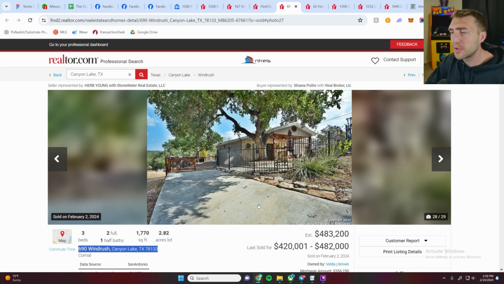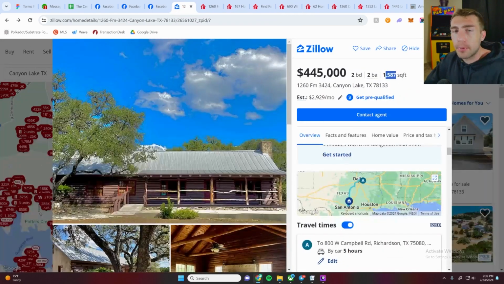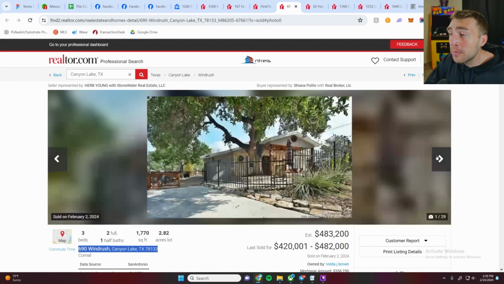Okay, check out this house. Wow, this one's cool. It's pretty much the same square footage, 1,770, so a little bit bigger. It's on almost 3 acres, an extra 2 acres compared to the property we were looking at, and it sold somewhere between 420 and 480. So it sold for pretty much what this property is listed at, except it's on 2 more acres. It's a bigger house and it's beautiful inside.